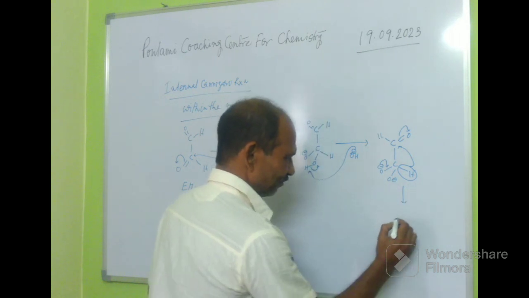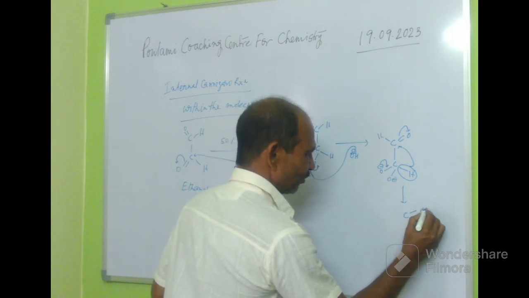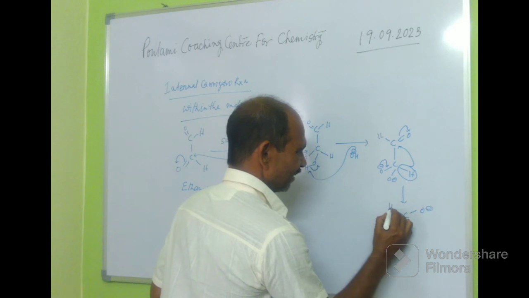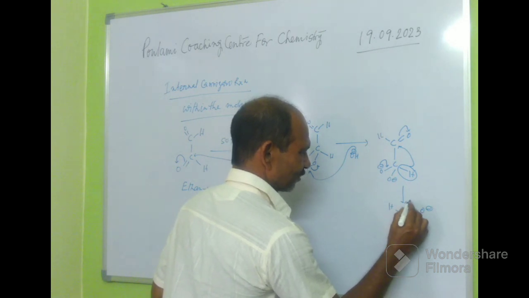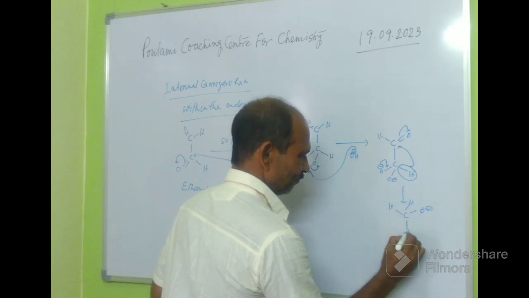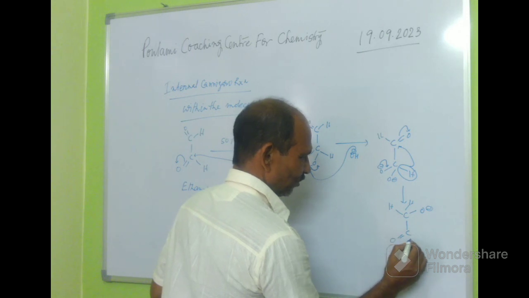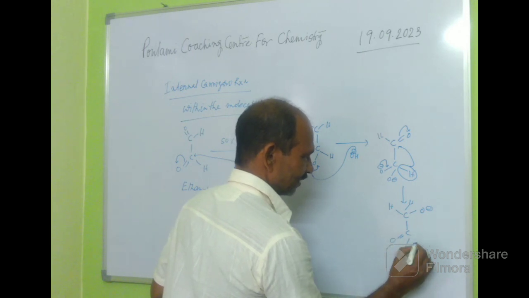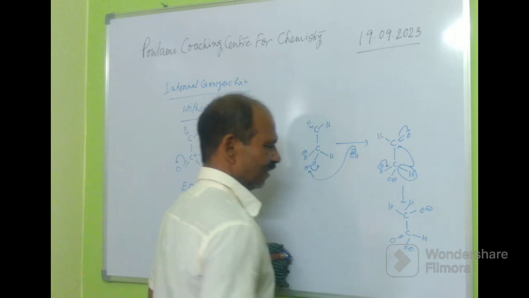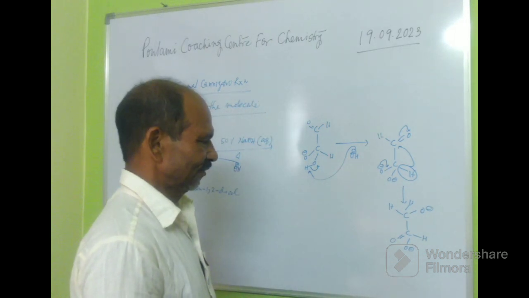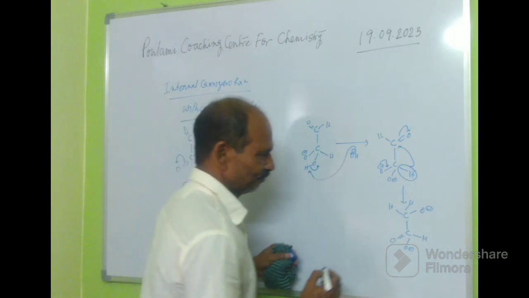the product. O minus, H, another H comes from hydride. This will be carbon, O, this is O minus, and this is hydrogen. Look at the structure now.